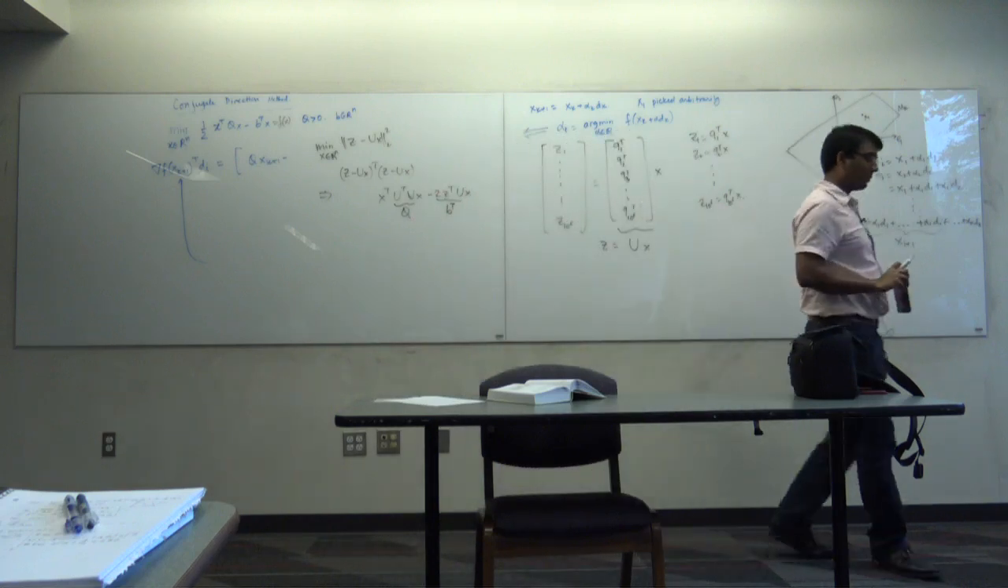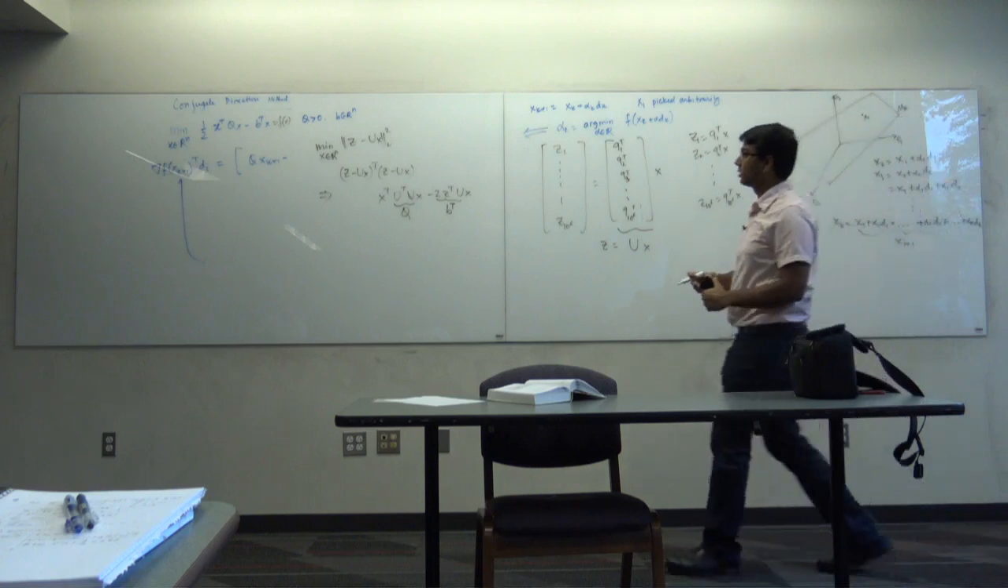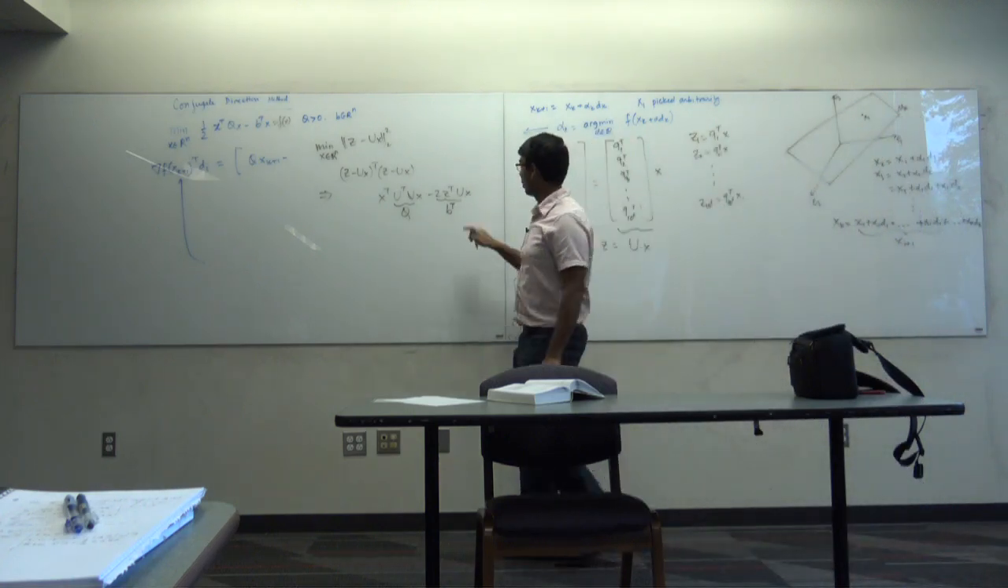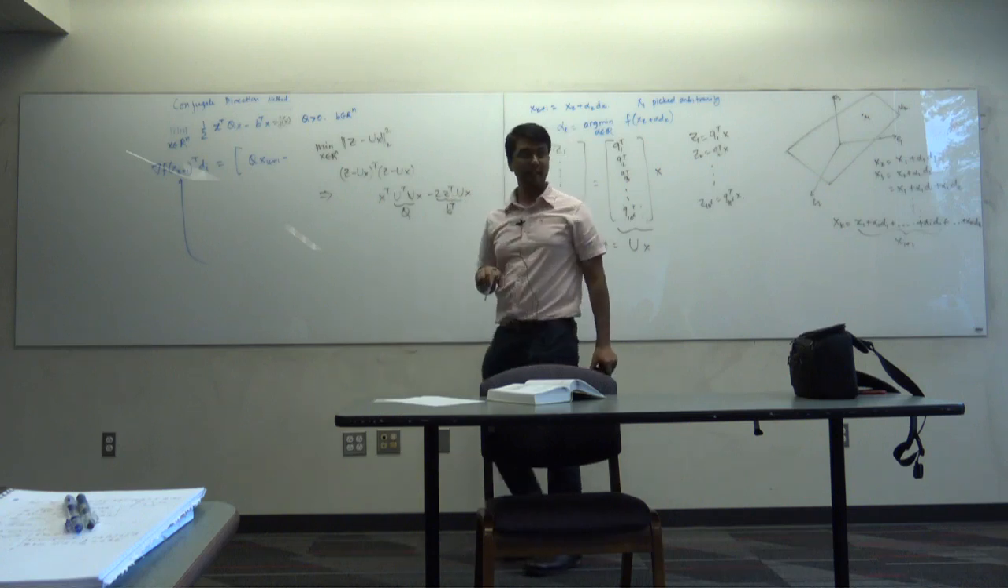So that's a concrete application where, sorry? Isn't B supposed to be a vector? Yes, so Z transpose U is a vector. U is a matrix, and Z transpose U would be a vector.